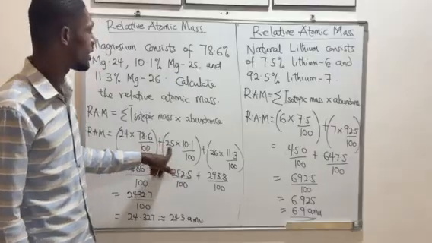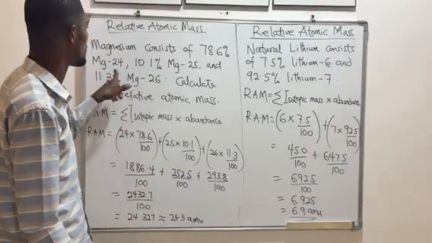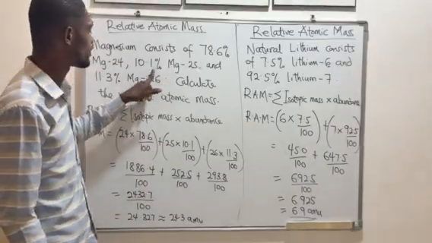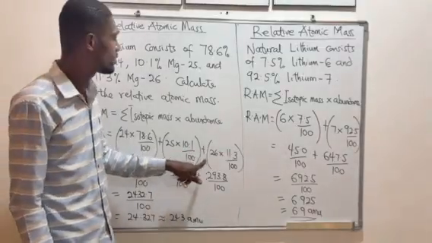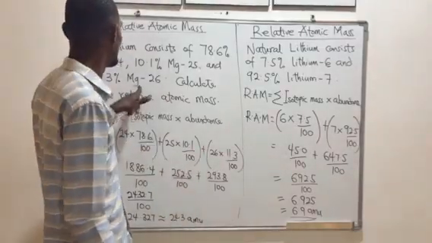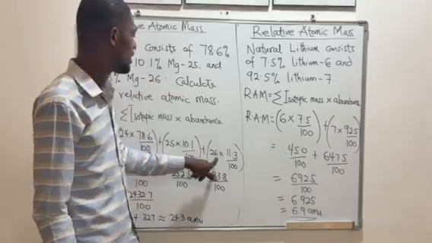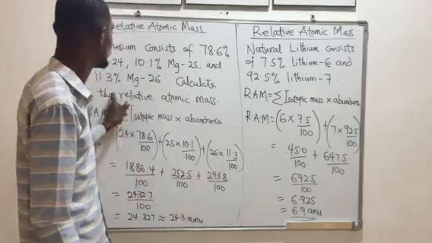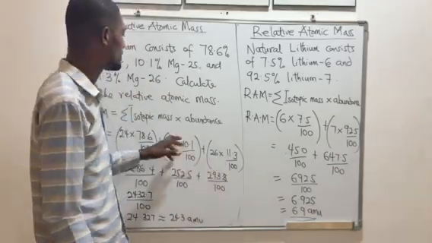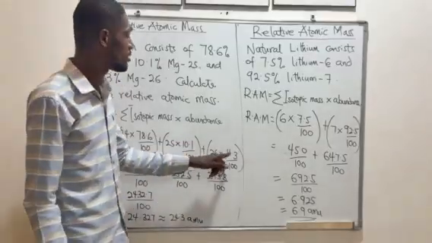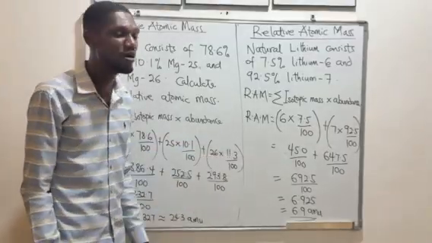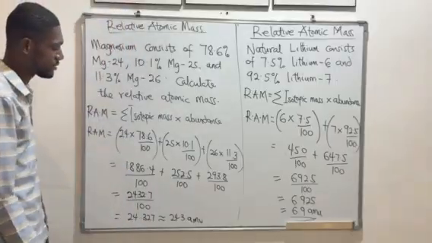plus, so we move to the second isotope, which has a mass of 25 times the abundance, which is 10.1%, which is 10.1 over 100, plus the third isotope, which has a mass of 26 times the abundance, which is 11.3%, which is written as 11.3 over 100.